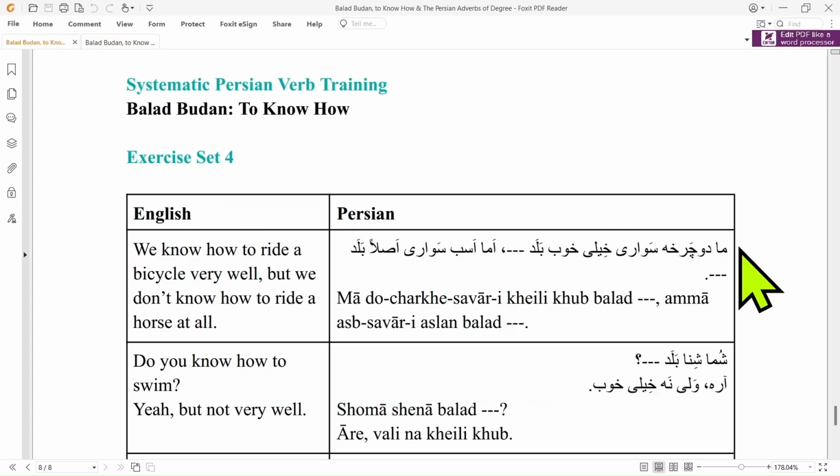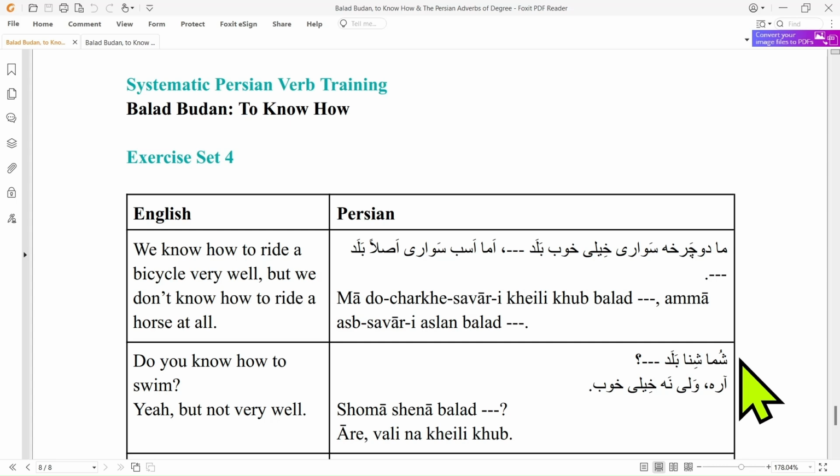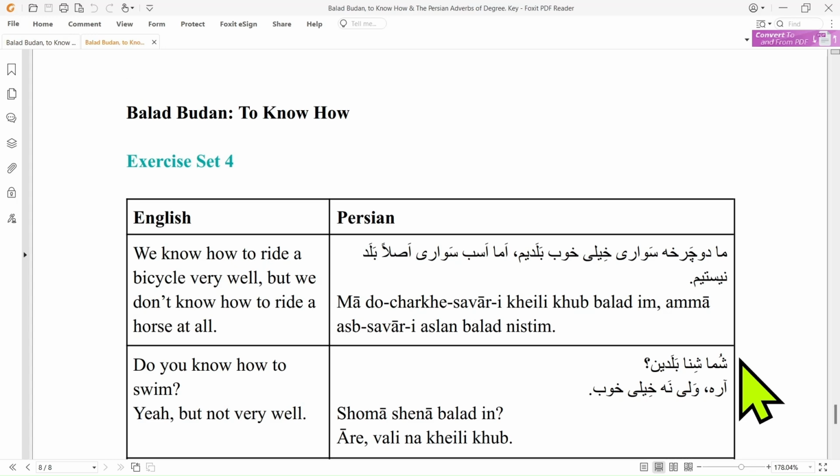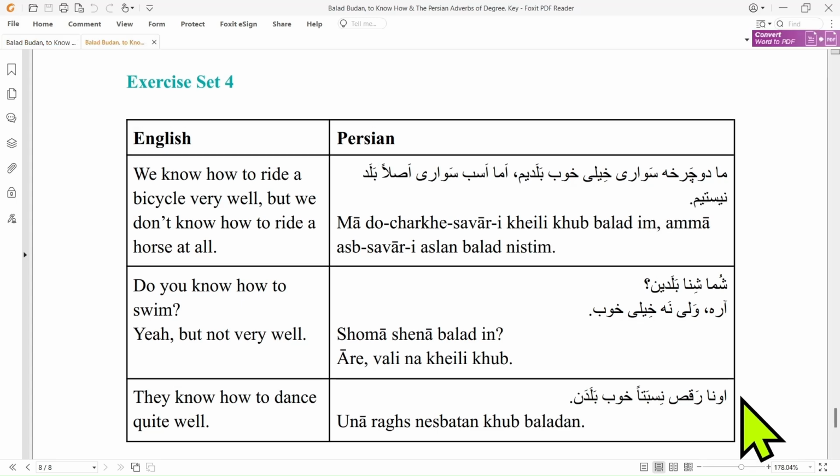We know how to ride a bicycle very well, but we don't know how to ride a horse at all. ما دوچرخه سواری خیلی خوب بلدیم، اما اسب سواری اصلاً بلد نیستیم. Do you know how to swim? Yeah, but not very well. شما شنا بلدین؟ آره، ولی نه خیلی خوب. They know how to dance quite well. اونا رقص نسبتاً خوب بلدن.